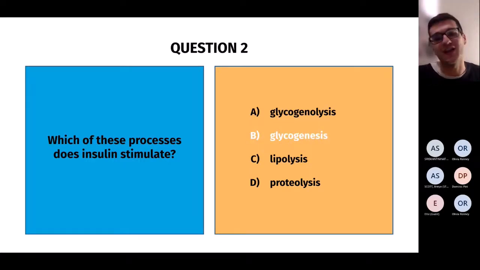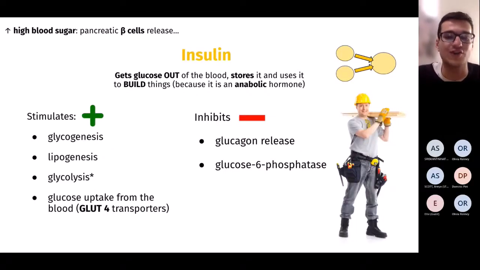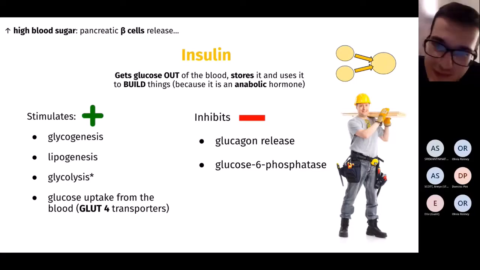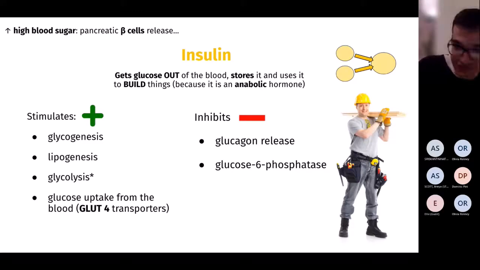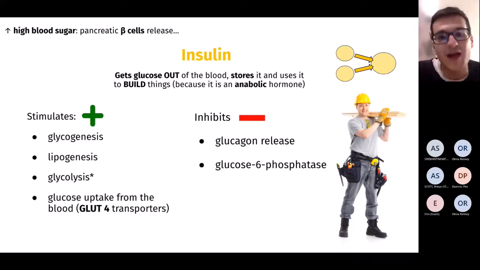Perfect. And that's because the other three processes on here are all processes to do with breaking down molecules to ultimately create glucose and create energy, whereas glycogenesis is all about storing glucose, and that's what insulin does. Insulin is all about getting glucose out of the blood. So when your blood sugar is high, your pancreatic beta cells release it, and insulin gets glucose out of the blood by causing it to go into your cells via these GLUT4 transporters, and by storing it in your cells, storing it in glycogen via glycogenesis, storing it in triglycerides, or storing it in fats via things like lipogenesis.